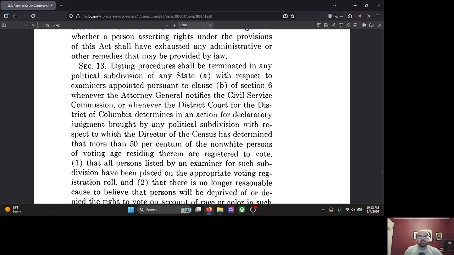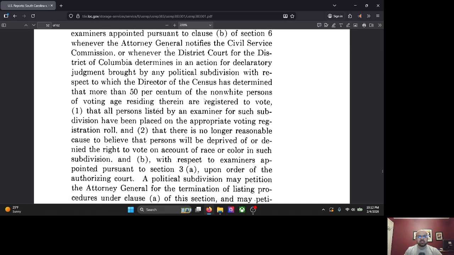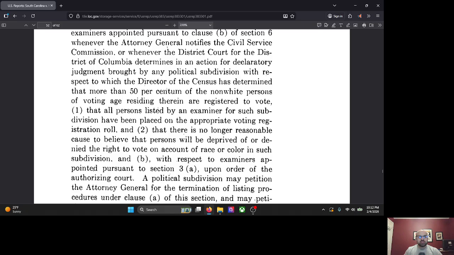Section 13. Listing procedures shall be terminated in any political subdivision of any state, A, with respect to examiners appointed pursuant to Clause B of Section 6, whenever the Attorney General notifies the Civil Service Commission, or whenever the District Court for the District of Columbia determines in an action for declaratory judgment brought by any political subdivision with respect to which the Director of the Census has determined that more than 50% of the non-white persons of voting age residing therein are registered to vote.